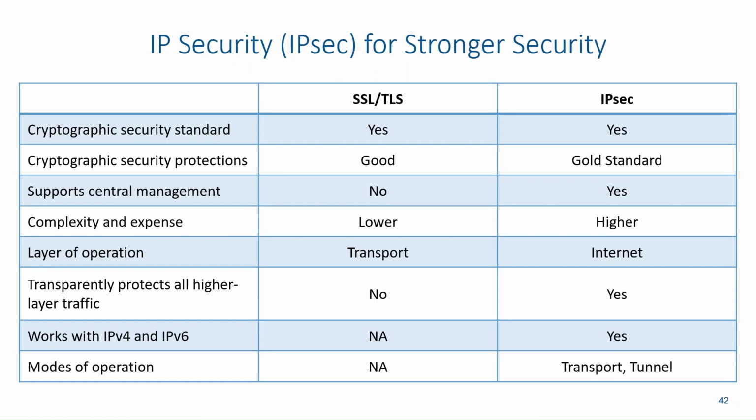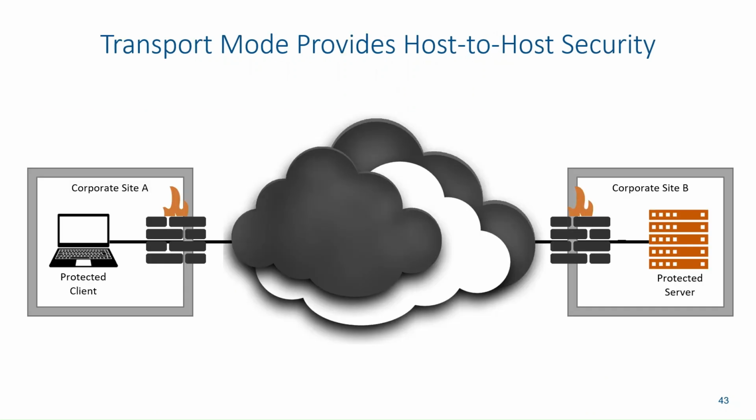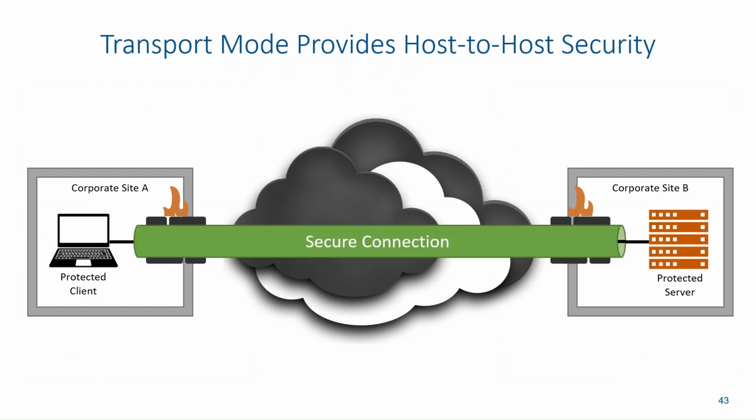Alternatively to SSL, we have IP security or IPSec, which advocates for stronger security. It is the gold standard. You'll notice that it has two modes of operation here, which are transport and tunnel. So let's go ahead and look at the difference between these two modes of operation. The first mode of operation is the transport mode. And the way that the transport mode works is that we are going to communicate from our corporate site A to corporate site B, and this is host-to-host security.